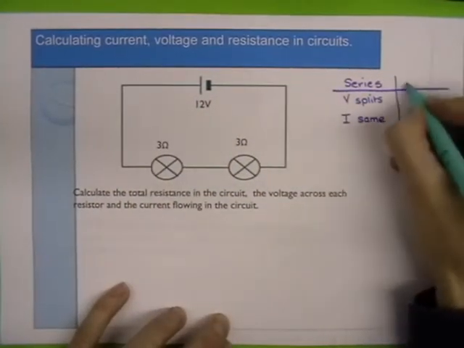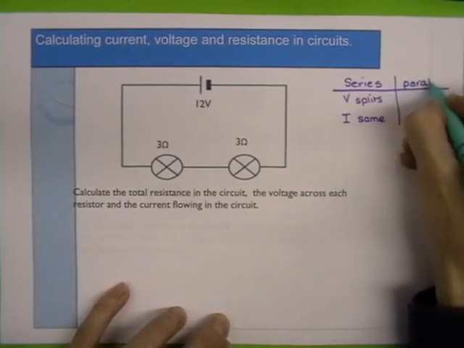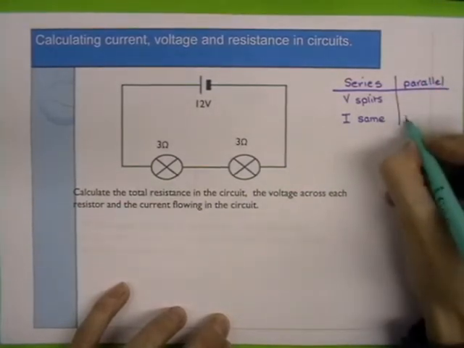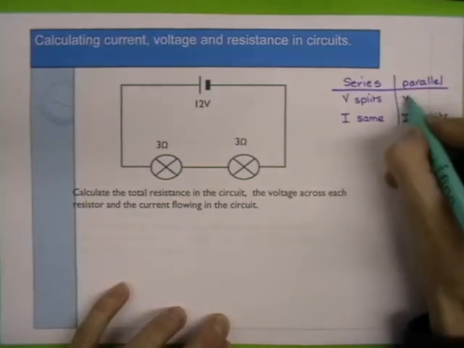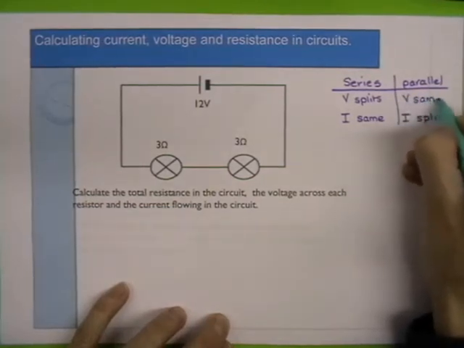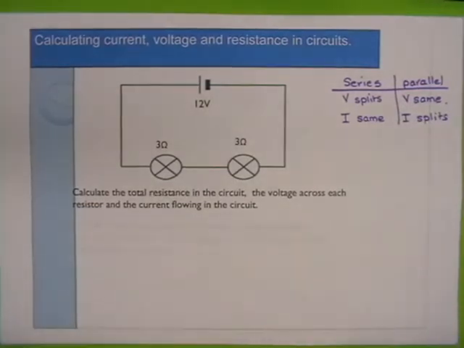And in a parallel circuit, it's the current that splits up through the branches and adds up again afterwards. But the voltage stays the same in every branch. So you remember those rules, and you should be able to work out voltages and currents when you need them.